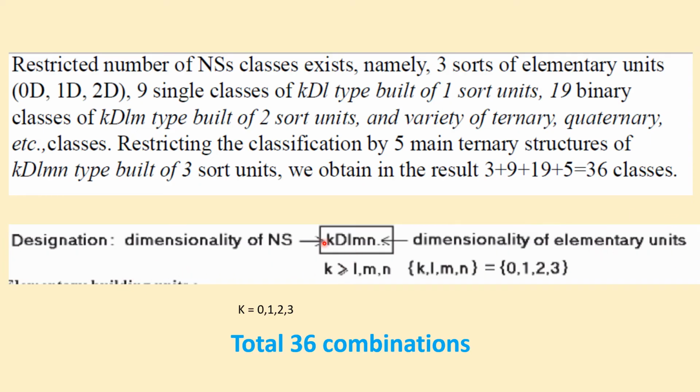And in kDlmn, k is the dimension of the total nanostructure. l, m, n are the elementary units. We have already discussed that k should be greater than or equal to l, m, n. And this will make a total of 36 combinations.